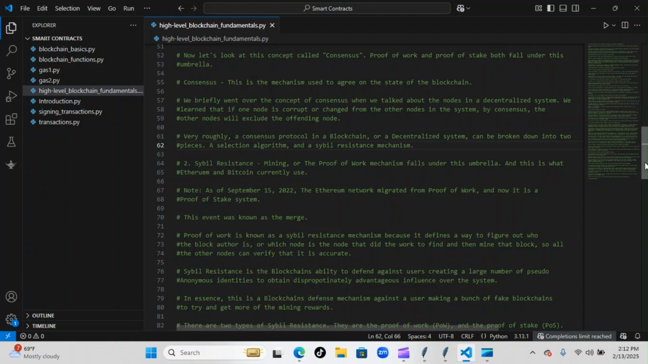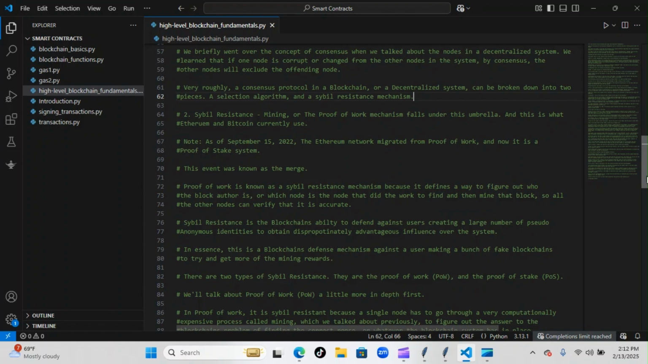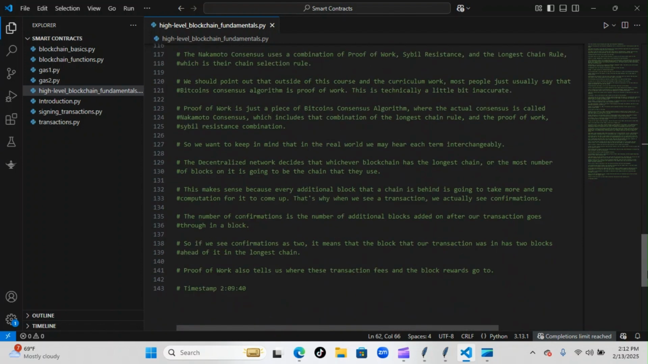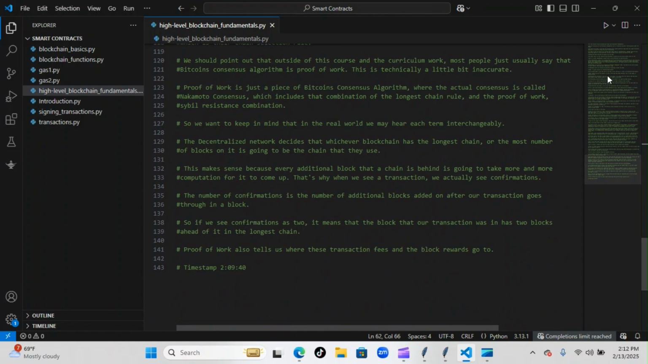Now, these are some of the concepts we went over on day two of the high-level blockchain fundamentals. Like I said, we took a lot more notes, and we're still not out of this module yet, so I'm guessing there's a lot more we have to go over. But of course, I will keep you posted every step of the way.